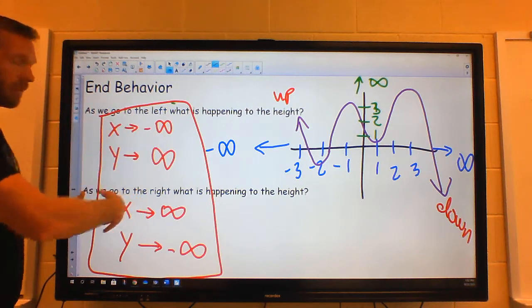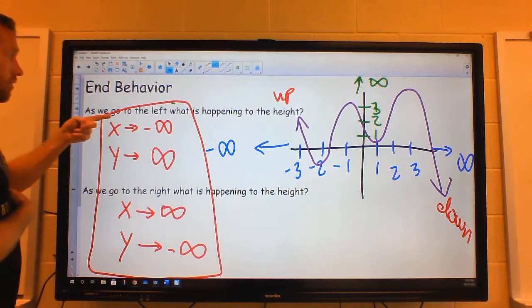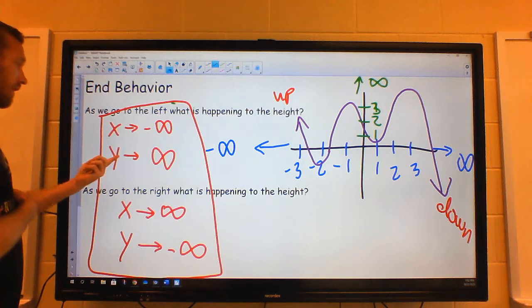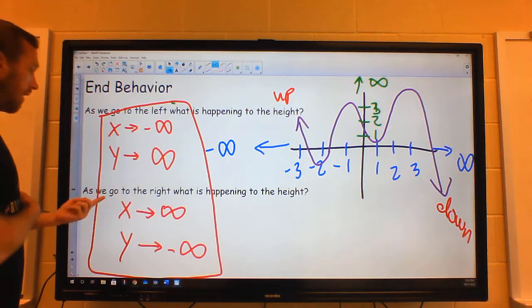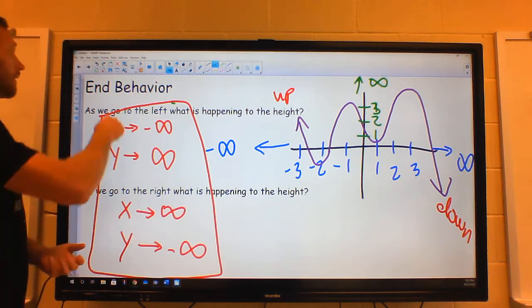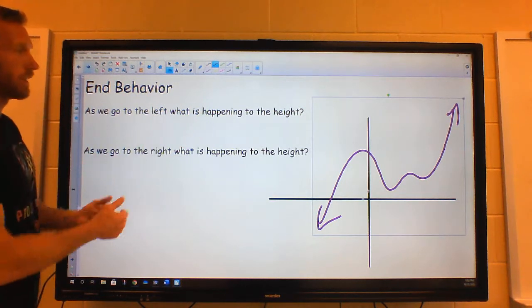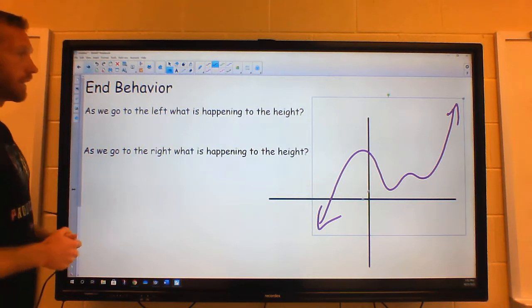And this is the math symbols, but the way that we would read this is as the function goes to the left, the height goes up forever. As the function goes to the right, the height goes down forever. So end behavior: as we go to the left, what's happening to the height? As we go to the right, what's happening to the height?